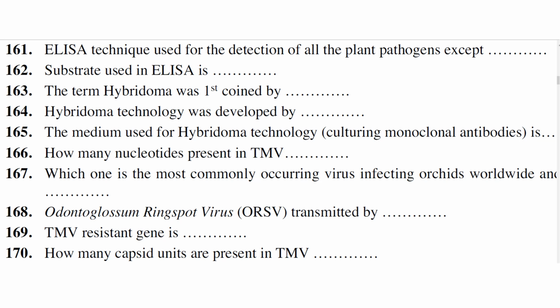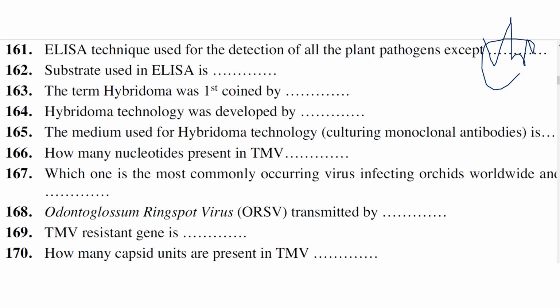The next one: ELISA technique is used for the detection of all the plant pathogens except. Generally ELISA can be recommended for almost all kinds of plant pathogens, especially viruses, except viroids. Viroids cannot be detected by using ELISA.